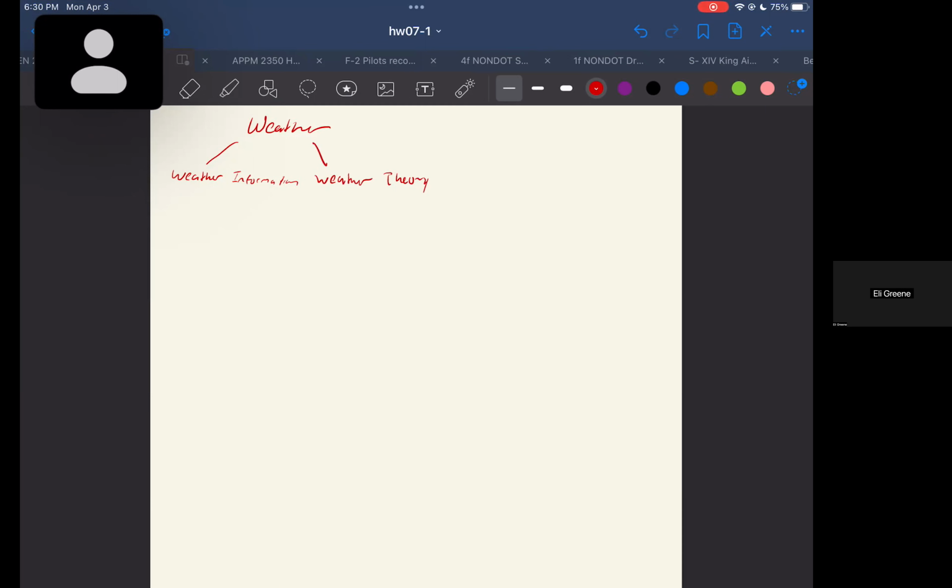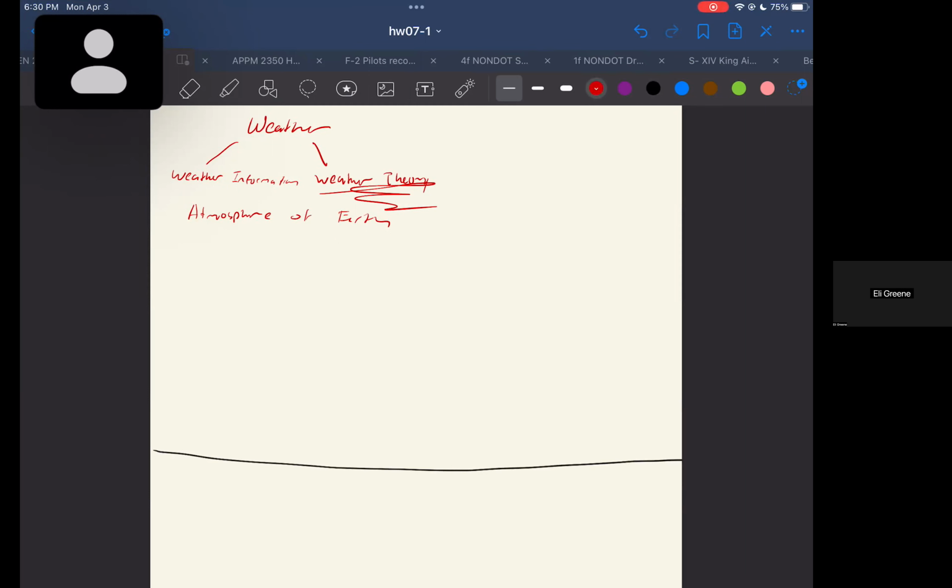So we'll start out talking about weather theory. First, let's talk about the atmosphere of Earth. We'll start out by giving ourselves a ground here.